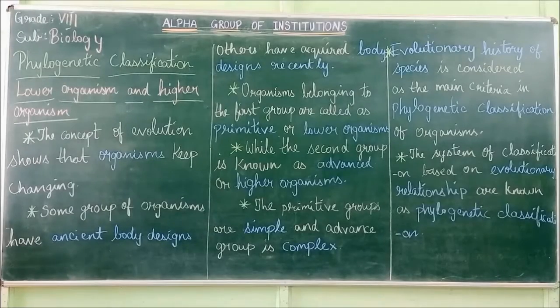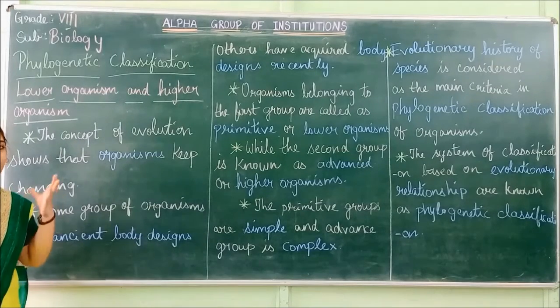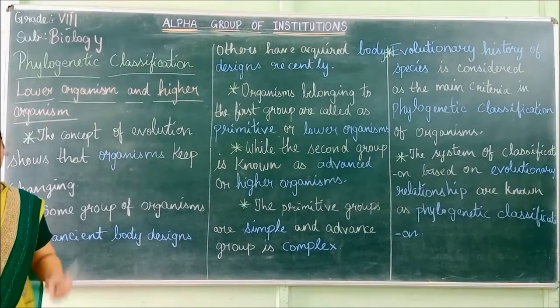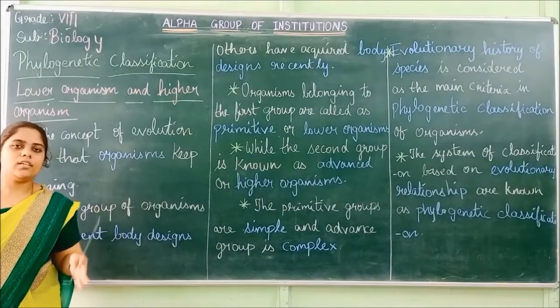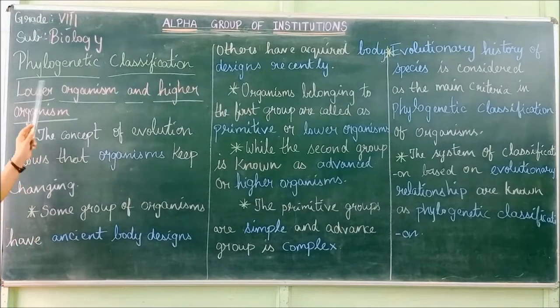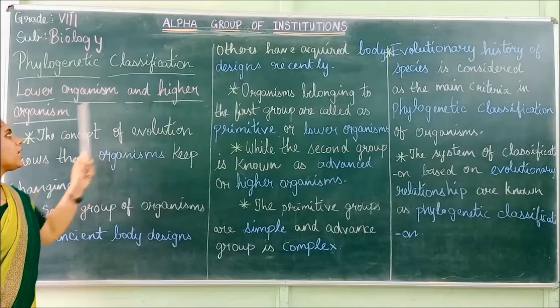The next type of classification is phylogenetic classification. First we saw artificial classification, which is based on habits and habitats. Then we saw natural classification. They took many characters and classified all the organisms. And next is the phylogenetic classification. This is the third type of classification. So here they divided all the organisms based on lower organisms and higher organisms.